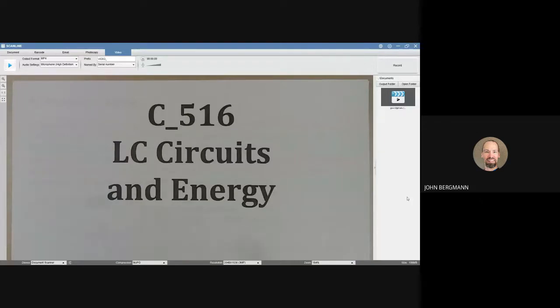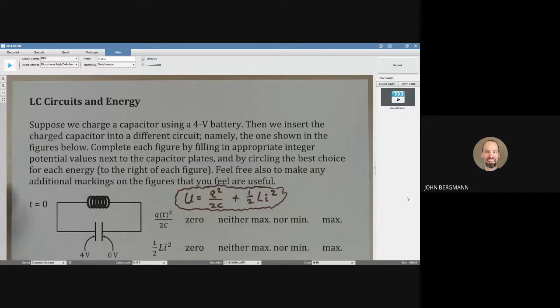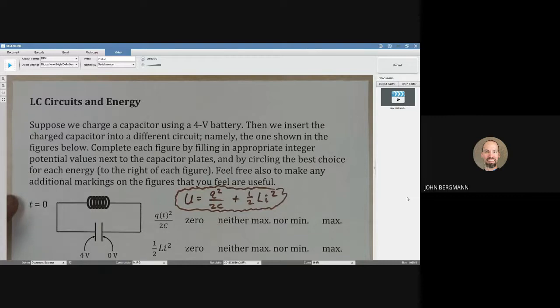LC circuits and energy. Suppose we charge a capacitor using a 4-volt battery. Then we insert the charged capacitor into a different circuit, namely the one shown in the figures below. Complete each figure by filling in appropriate integer potential values next to the capacitor plates and by circling the best choice for each energy to the right of each figure. Feel free also to make any additional markings on the figures that you feel are useful.